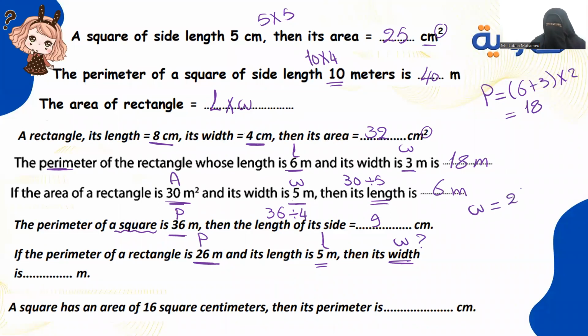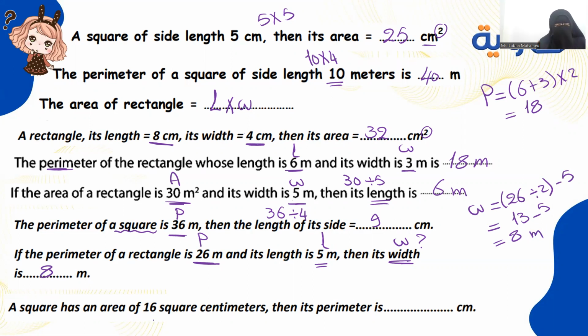So divide 26 by 2. After this, we have to subtract what? We have to subtract the other side, the length, which is 5. So 26 divided by 2 is going to be 13. 13 minus 5 equals 8. 8 what? 8 meter. Okay, the last question here.